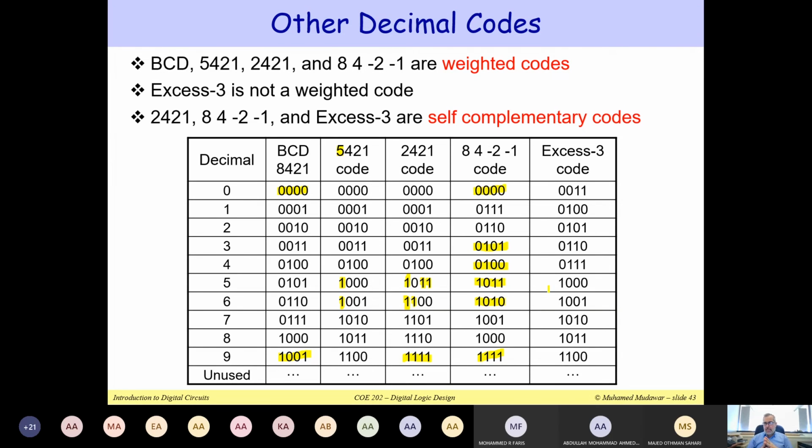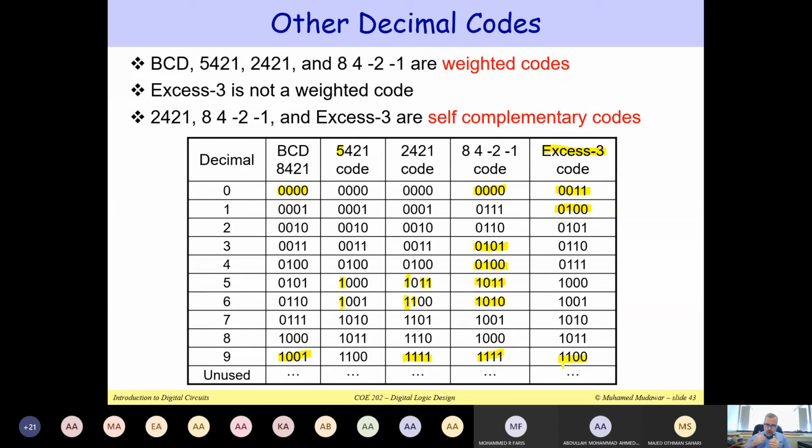One last coding system, or one last example, is the excess-3 code. This is a different coding for the decimal digits. Notice that we take every decimal digit and add 3 to it. This is why it's called excess-3. So 0 becomes 3, and we encode it in binary as 0, 0, 1, 1. 1 becomes 4, so we encode it as 4. And finally, 9 plus 3 is 12, so we encode it as 1, 1, 0, 0 in binary.